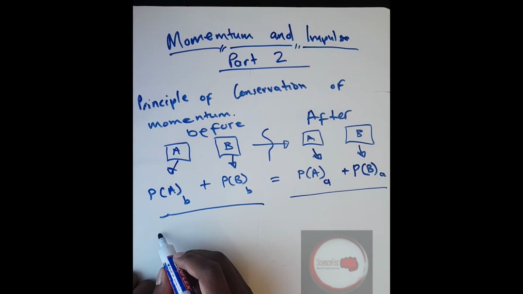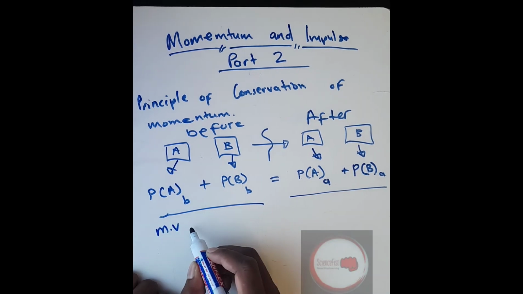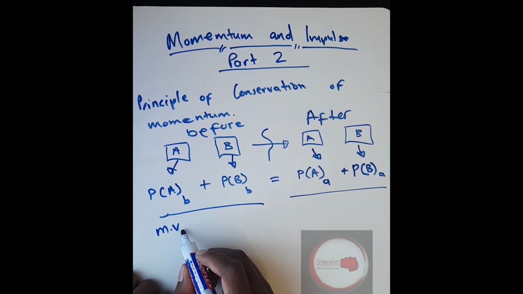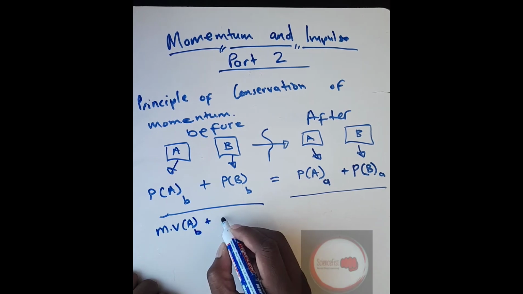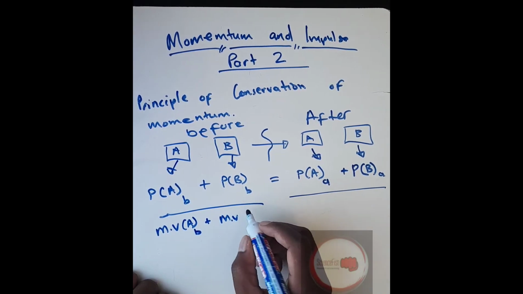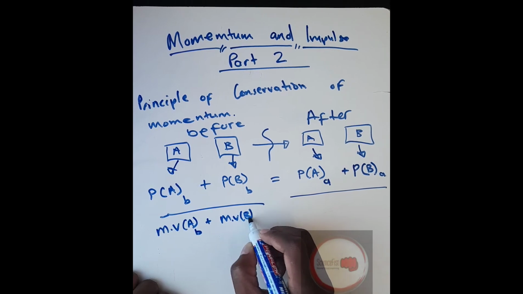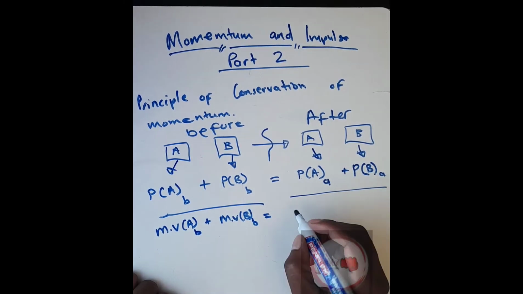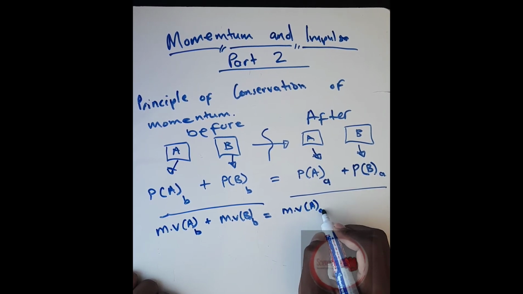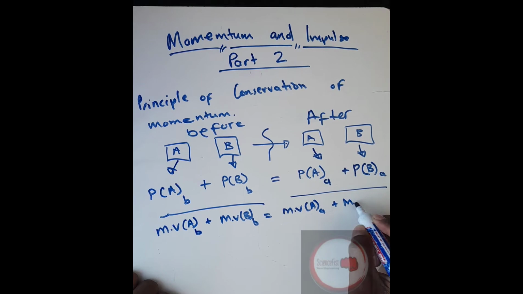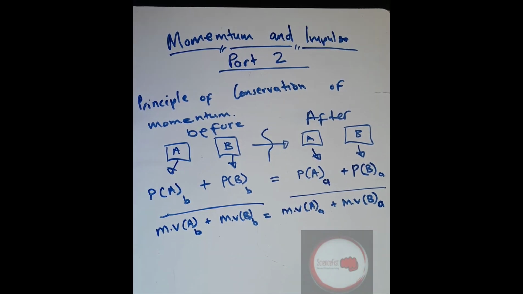This I know it's M times V, okay? Now I still have to keep in mind that it's A, so then I can write my A there, and B plus M times V of B, then I write my B, equal to M times V of my A, then I write my A, plus M times V of B, then I write my A here, okay?